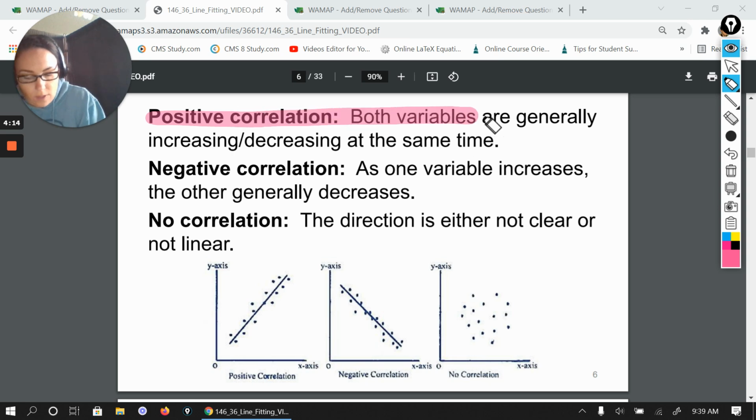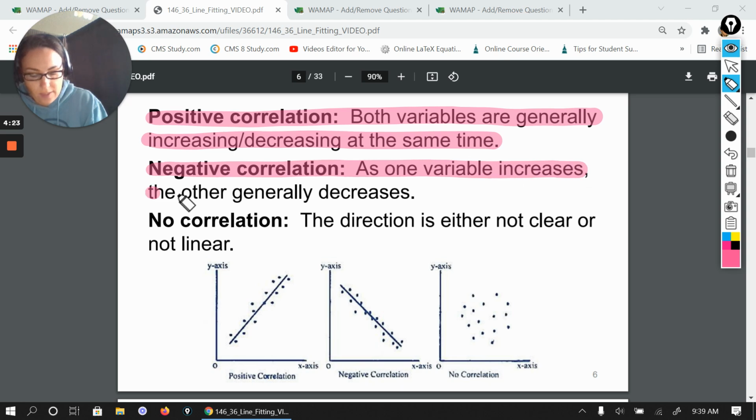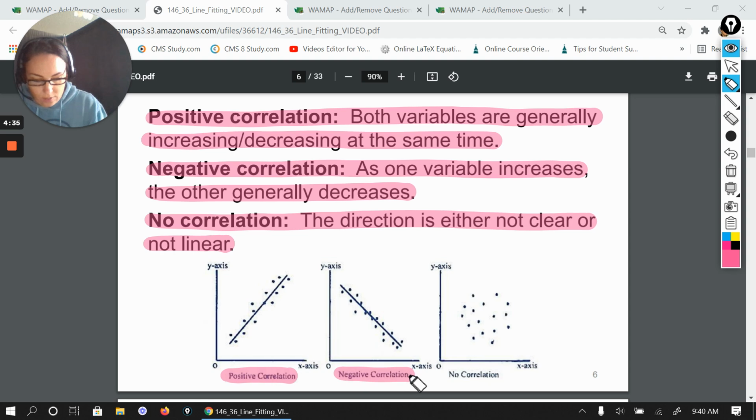Positive correlation means that both variables are generally increasing or decreasing at the same time. Negative correlation, as one variable increases, the other generally decreases. No correlation means the direction is either not clear or not linear. So here's an example of positive correlation, here's an example of negative correlation, and here's an example of no correlation.